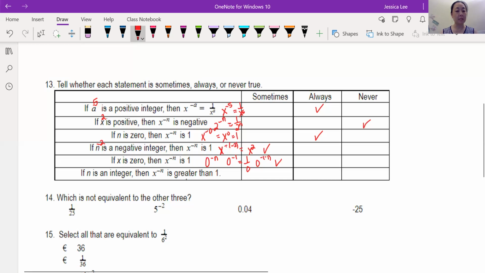But 0 is an integer. And then 0, because anything to the 0 power is 1. And 1 is not greater than 1, right? So okay, there's that example. So if n is 0, then x to the 0 is equal to 1, right?